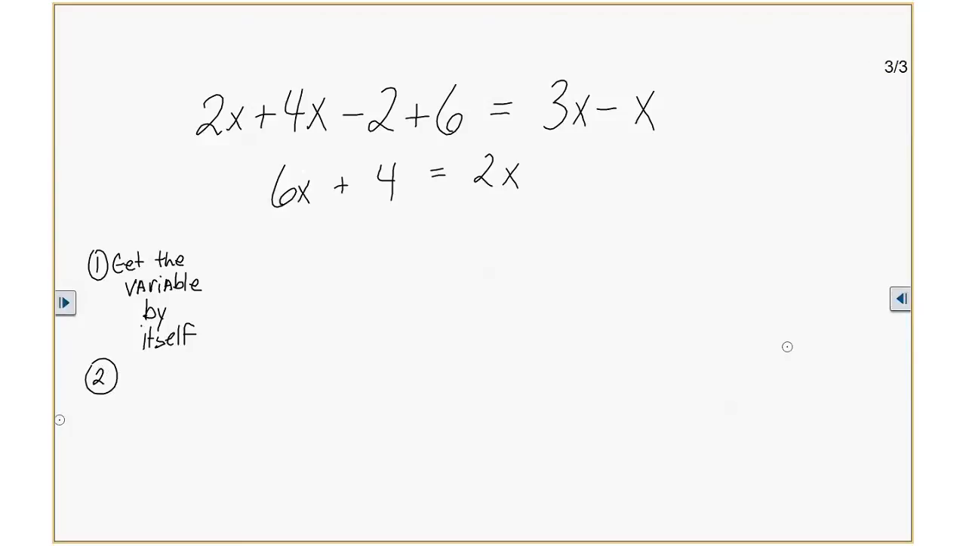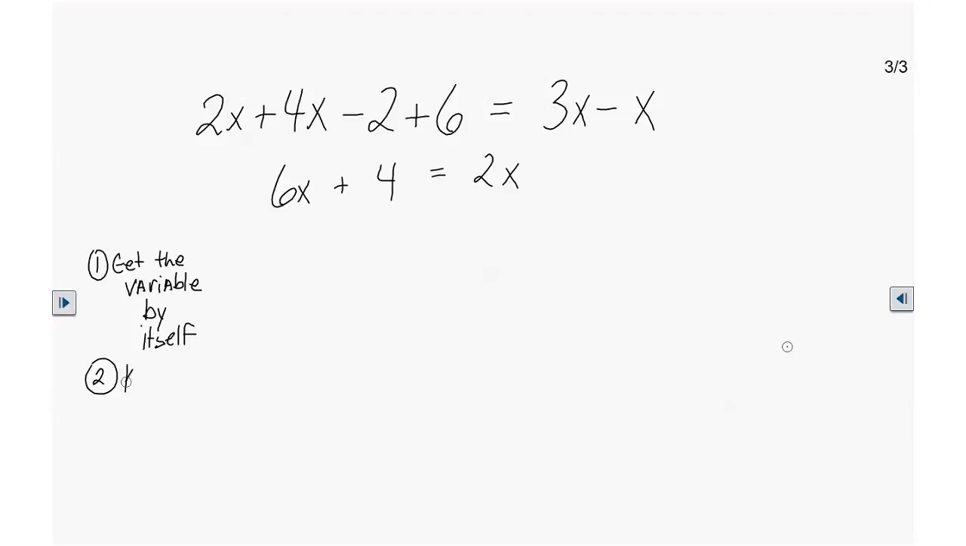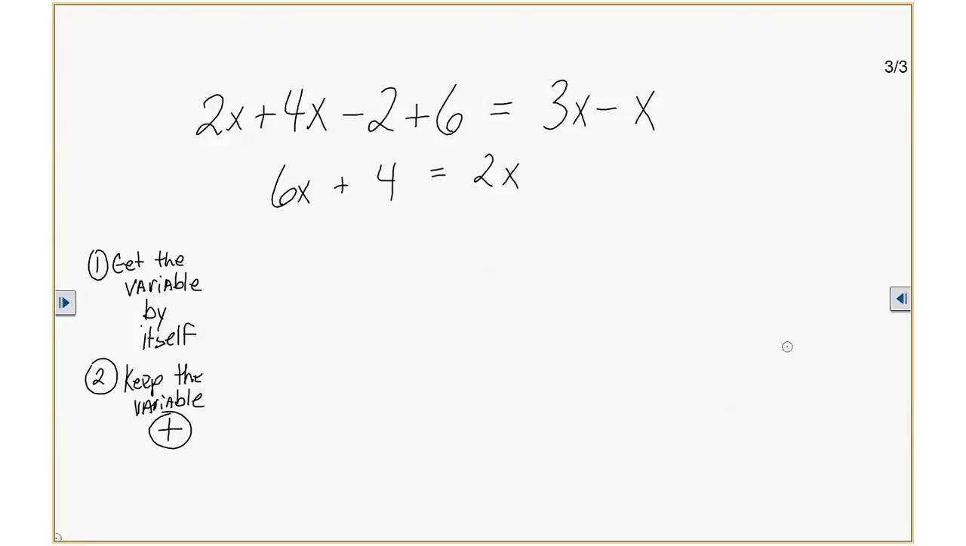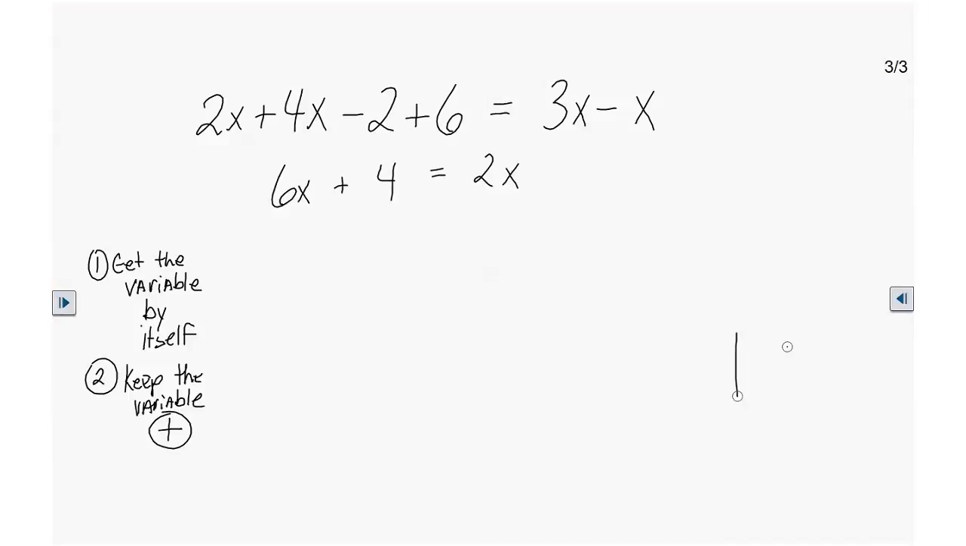Now, the second one, I really try to adhere by. Not many teachers do, but I do, because it's very important when we get into inequalities. This second one really helps, and that is keep the variable, what? Positive.